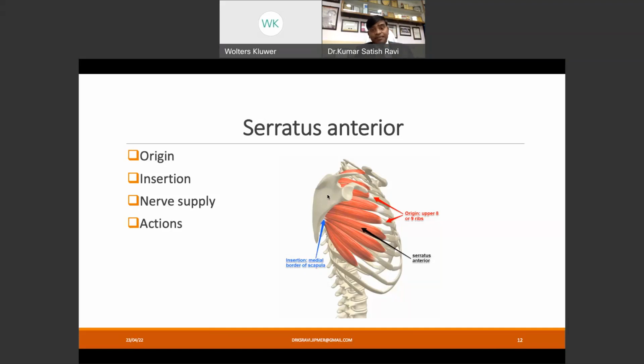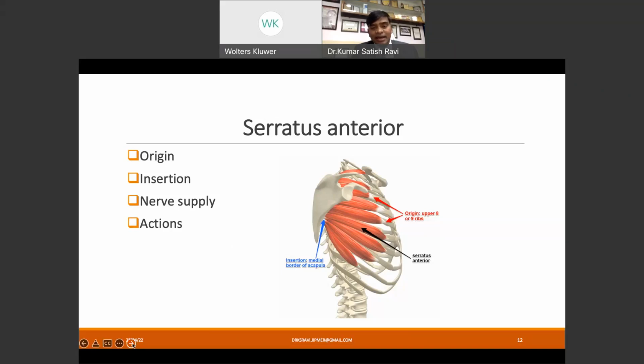So I repeat, the serratus anterior is also known as the boxer's muscle, and basically the action of this muscle is the protraction of the scapula. Whenever there is an injury to the nerve to serratus anterior, from which it gets its innervation, it will lead to the clinical condition we call winging of the scapula.